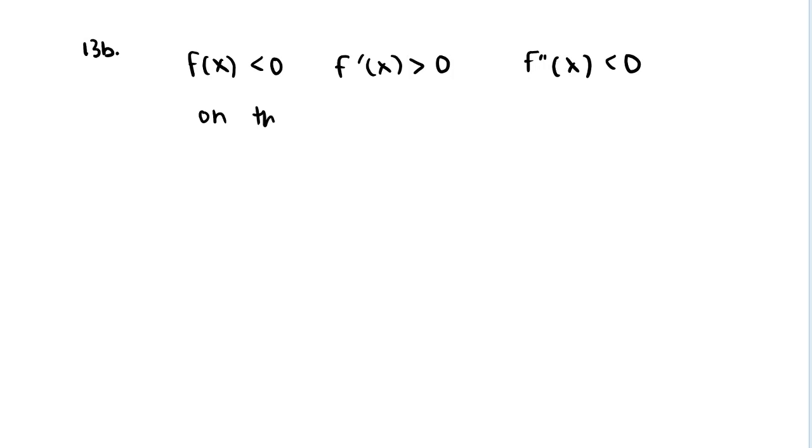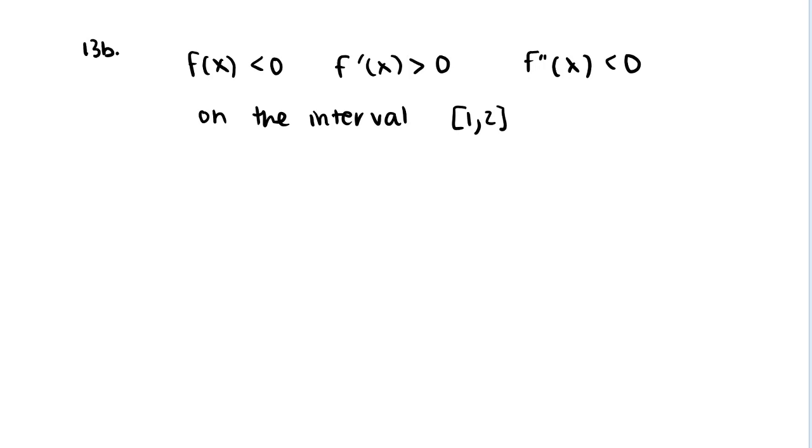So now let's look at 13b, where we're given all of these different conditions and we want to draw some sort of function that satisfies all of these conditions. So here f of x is less than 0, f prime of x is greater than 0, and f double prime of x is less than 0. This is on the interval from 1 to 2.